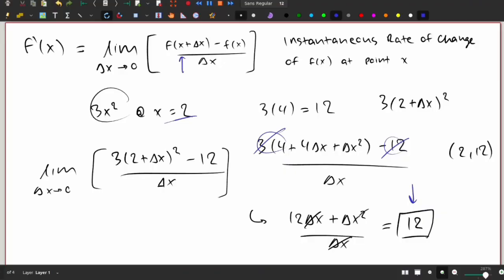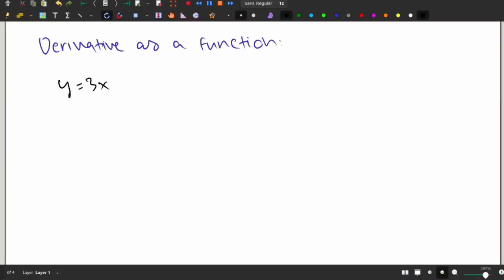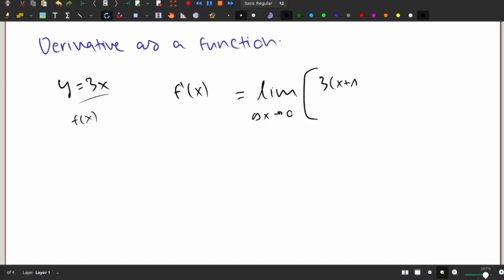Let's start with the really simple function of y is equal to 3x. So here's our function y is equal to 3x, and all we have to do is remember our limit definition and plug it in. So f prime of x, with this being regular f of x, remember f prime simply means the derivative of, is equal to the limit as delta x approaches 0 of 3 times (x plus delta x), because remember it's just f of x plus a small change, minus 3 times x, which is our original f of x, all over delta x.